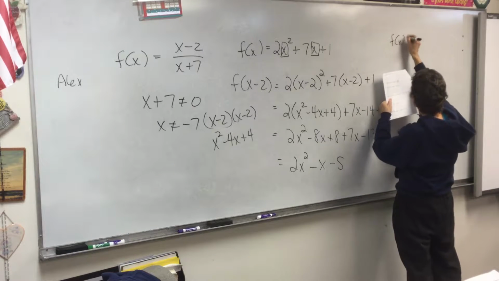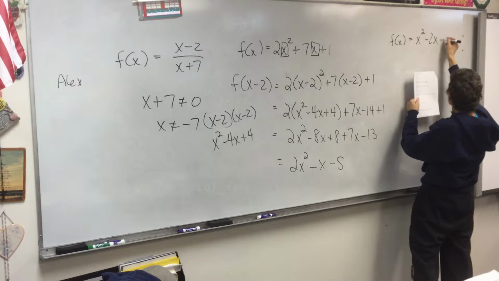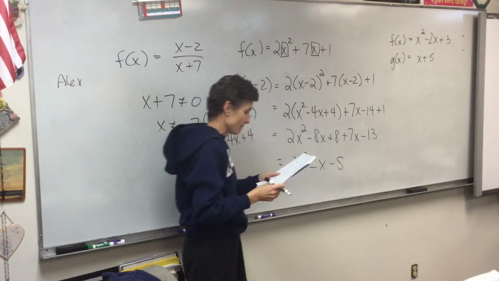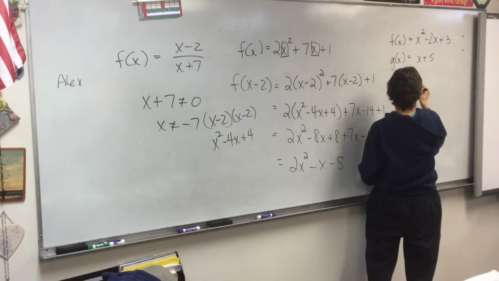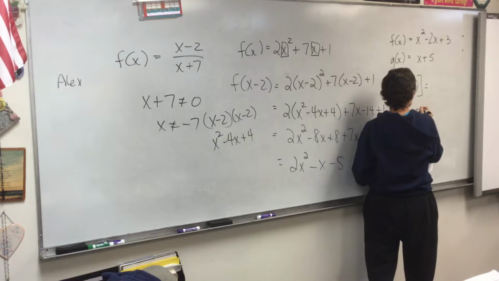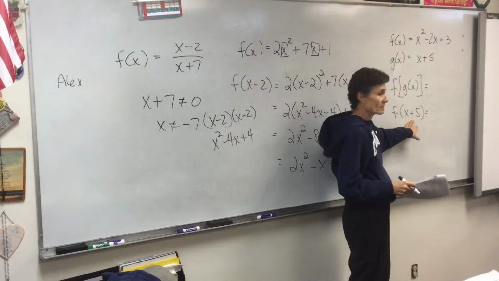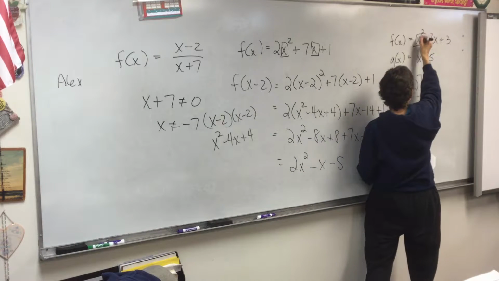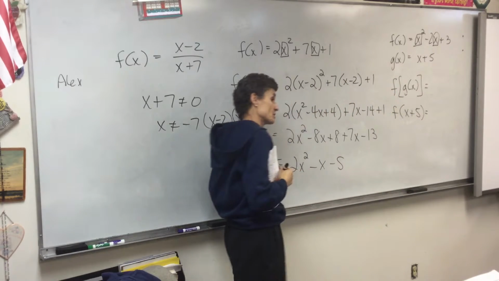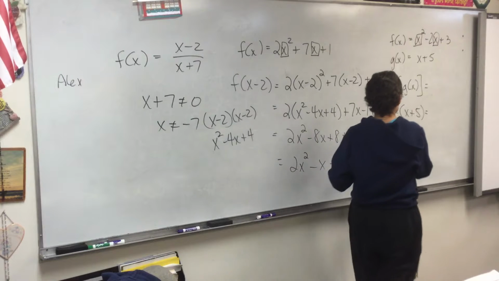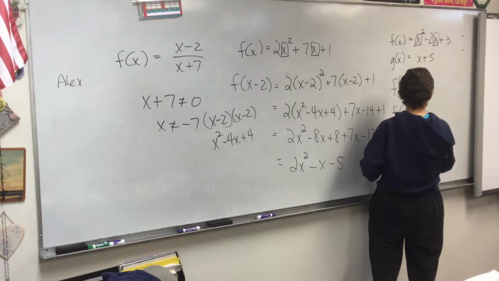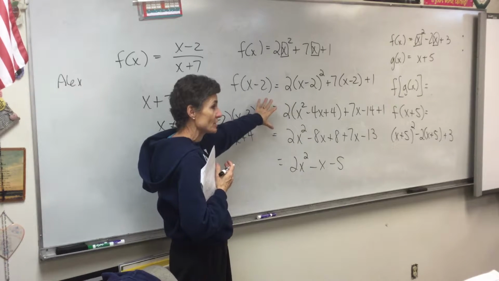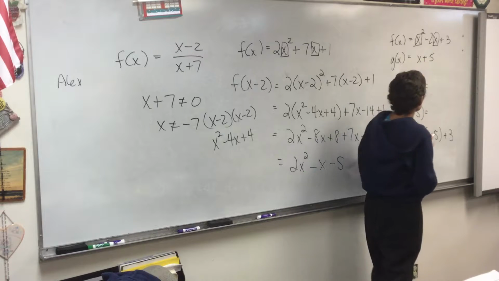Now, 9 is actually almost the exact same problem. Nine is almost exactly the same. It says find f of g of x. That's the same as saying f of x plus 5, because isn't g of x plus 5? So we're going to do exactly what we just did. We're going up to f, taking out the x's and putting in x plus 5's. So we have x plus 5 squared minus 2 times x plus 5 plus 3. That's exactly what we just did here. We're taking out the x's and plugging in x plus 5.